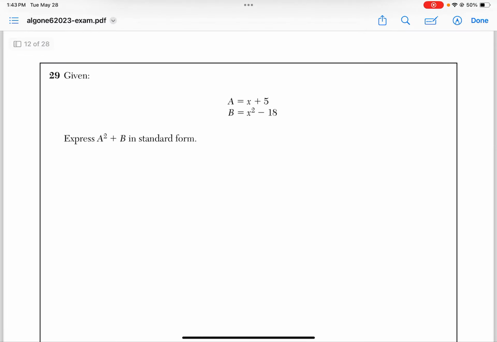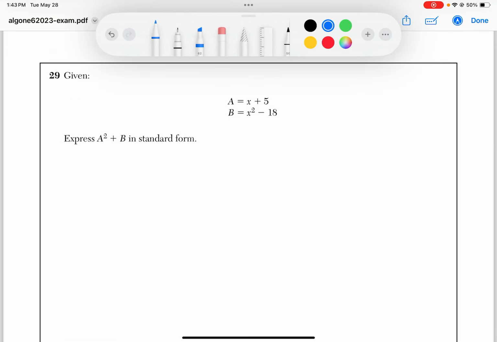Given a is equal to x squared plus 5 and b is equal to x squared minus 18, we want to express a squared plus b in standard form. And this is where we're going to have to think a little bit, find some structure in mathematics. We have a squared. A is equal to x squared plus 5. Things that are equal are interchangeable. So when I think of a squared, I'm going to think of x squared plus 5 squared.